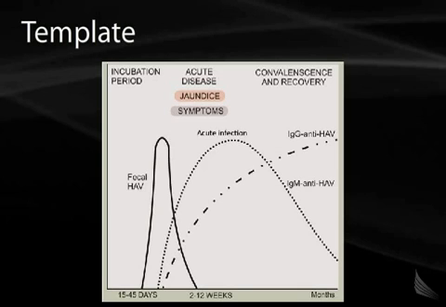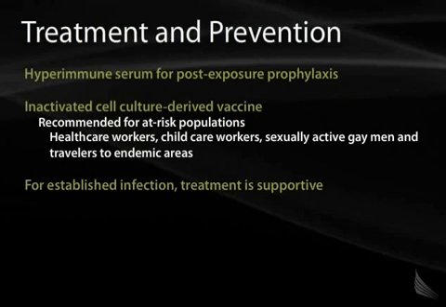You can see that your acute disease happens when you have less of the hepatitis A antigen and you're getting the antibodies coming up. You have convalescence and recovery long after you've cleared the virus, and you have protecting antibodies to keep you from getting sick.